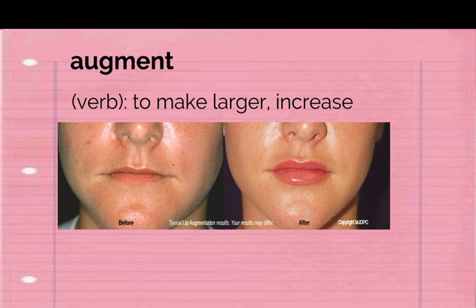Here's your next word. It's augment. We've got a really nice visual here, right? We've got some plumped up lips. It's a verb meaning to make larger or increase. A lot of times when we hear augment, it's used in kind of a negative way because it has to do with plumping something up or making it larger with filler or something that's not as good. But it can also be used more neutrally. I could try to augment my salary with a part-time job so that I earned more money.